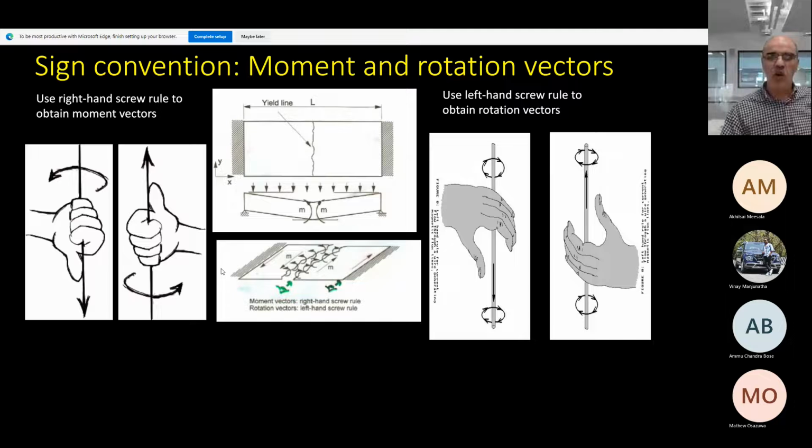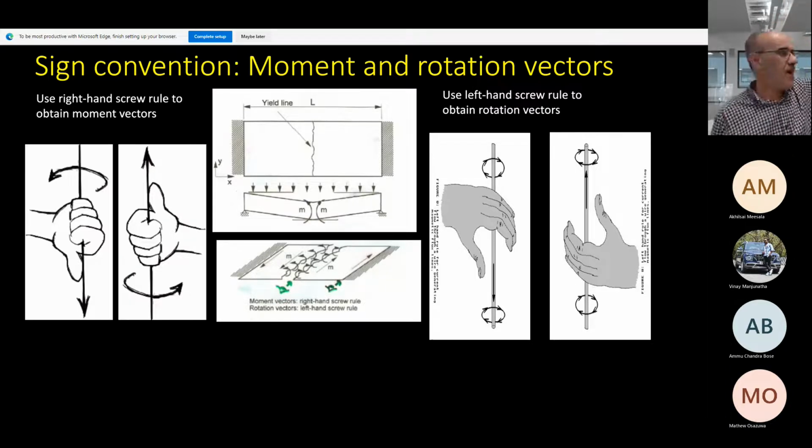But you have to be careful, because later on, when we do a slab supported on 4 edges, you have to be a little bit careful. The main thing is to remember right hand for moment vectors, left hand for rotation vectors. And you do it for each region of the slab. This is what I've shown on this diagram on the left and right, which is what I have explained now. Is that clear about the rotation? Left hand.